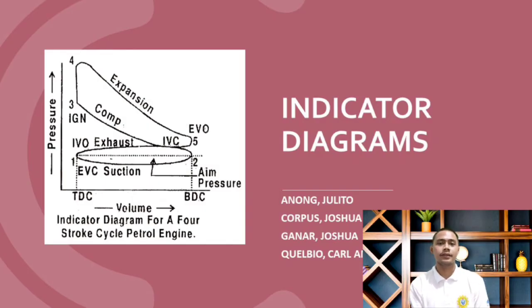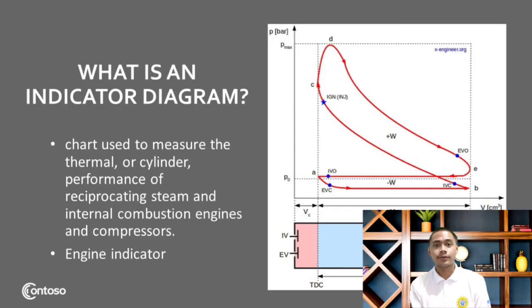So what is an indicator diagram? From the name itself, it is a diagram that indicates something, and in this case, it indicates the condition of the engine and its different components. The indicator diagram was first developed by James Watt and his employee, John Southern, to help understand how to improve the efficiency of steam engines.